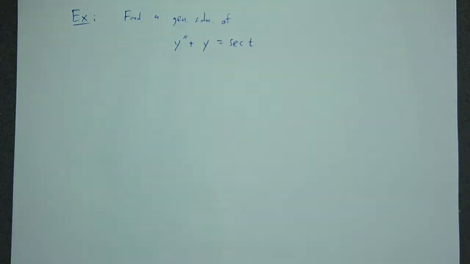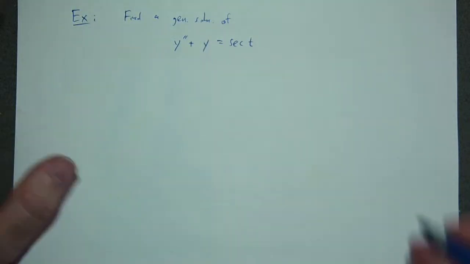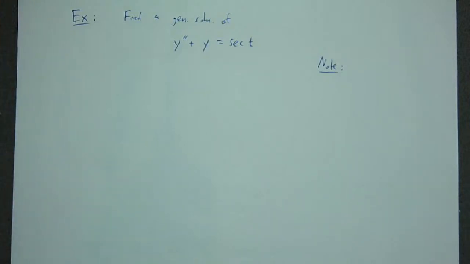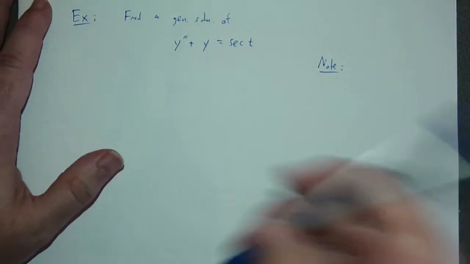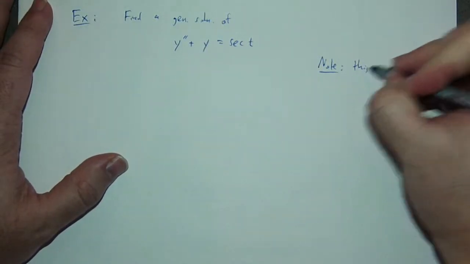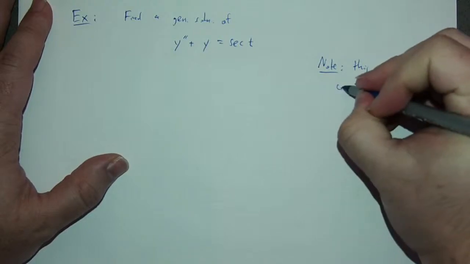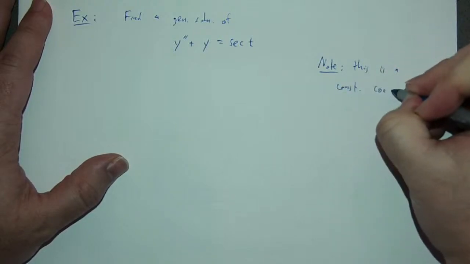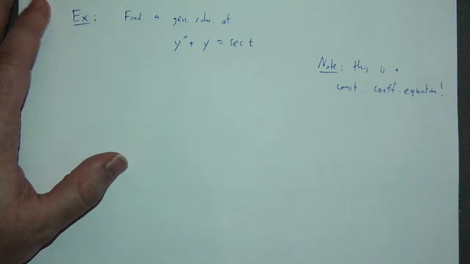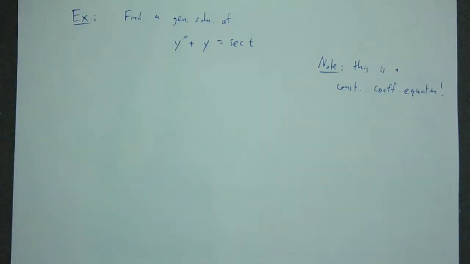What's the first thing you notice about this? Note, of course this is linear. All these are going to be. We're not going to be able to solve higher order nonlinear stuff. So note, this is actually a constant coefficient equation.